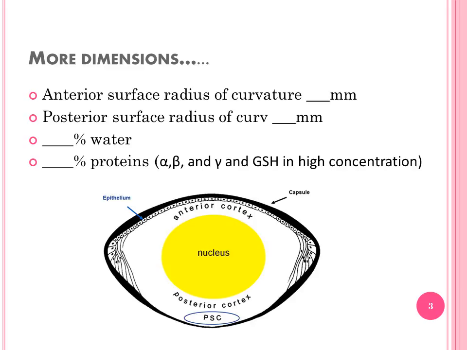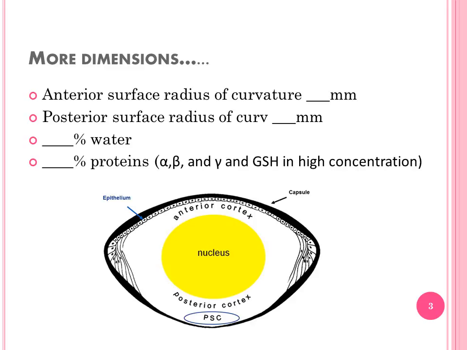Okay. So some more dimensions for you guys. We always talk about the radius of curvature for curved refracting surfaces in the eye. So for the front surface, the anterior radius of curvature is going to be 10 millimeters. Okay, and then the posterior surface is going to be 6 millimeters. So 10 anterior, 6 posterior. So the posterior is actually steeper than the anterior.